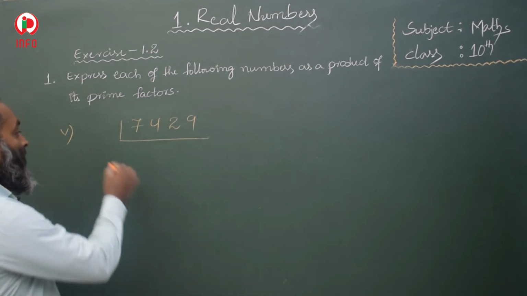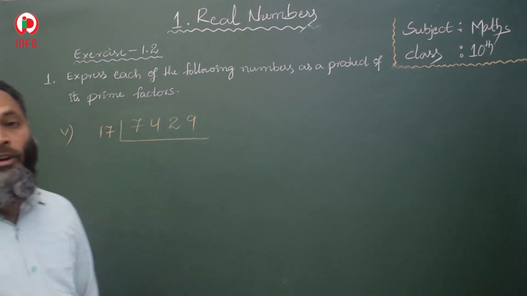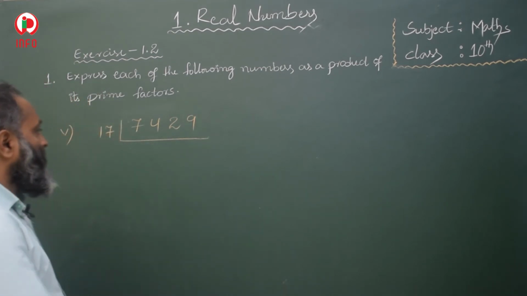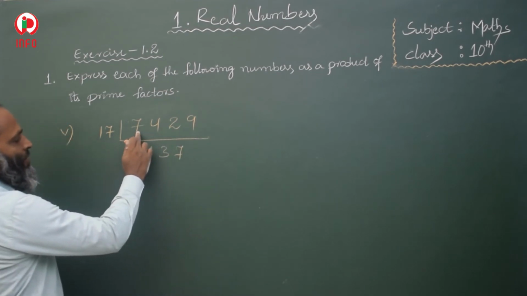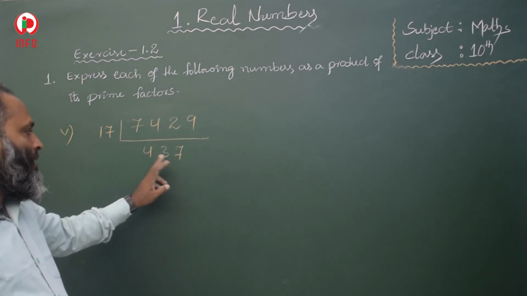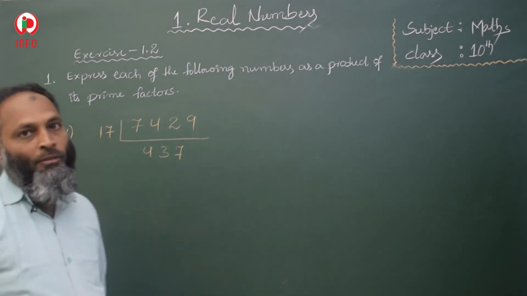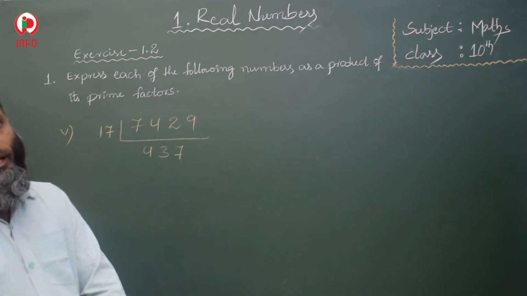Now with 17 it divides. 17, 437. So 7429 divided by 17 gives 437. Now we have to check 437. In which table does 437 divide? In the 19 table it divides.